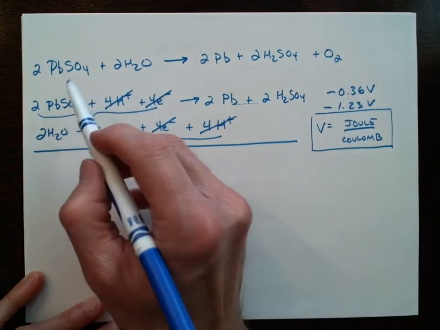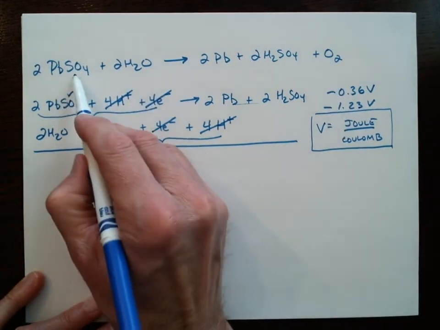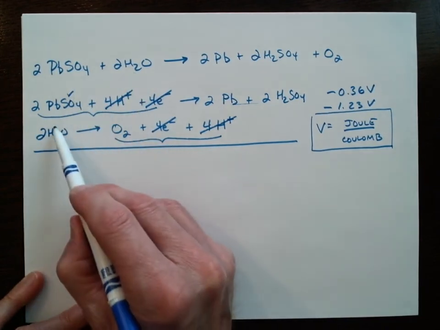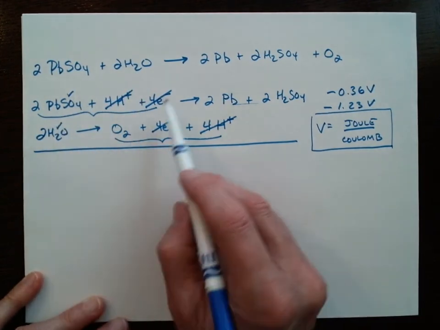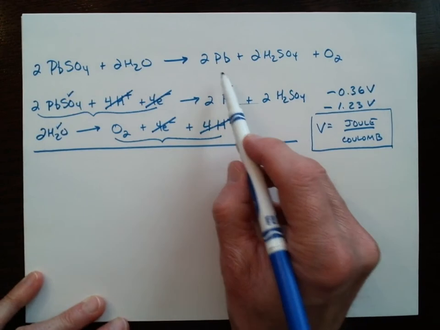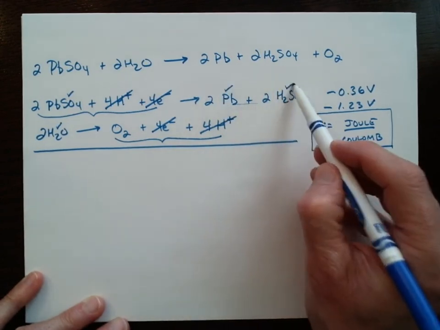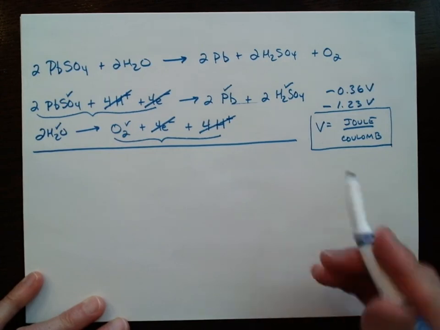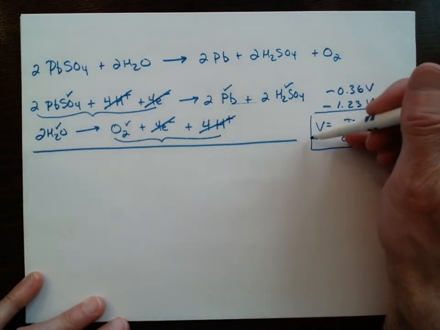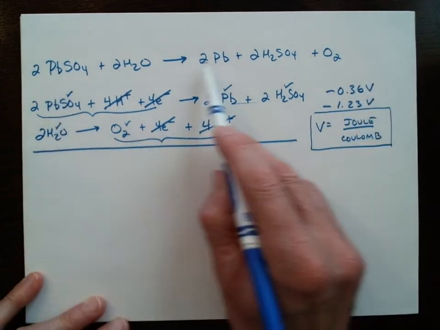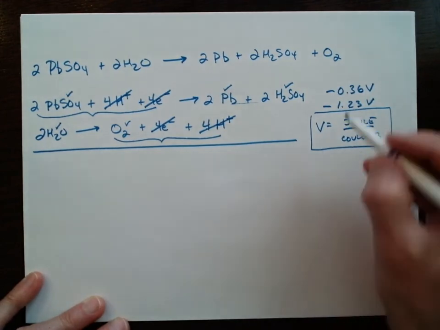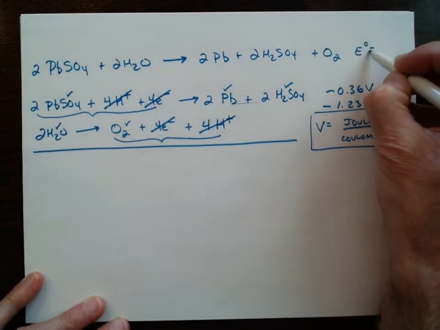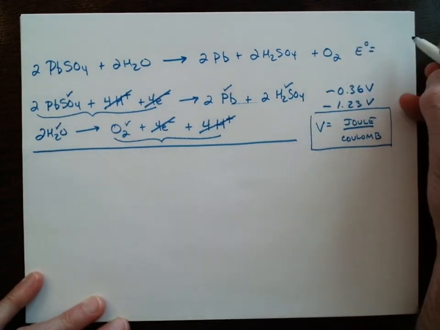2 lead sulfate, check, that's this. 2 waters on the reactant side, check, gives me 2 leads, there it is, 2 sulfuric acids, and an oxygen. Look at that. It's completely balanced. So these 2 half reactions describe this overall reaction. And now, to find the cell potential for the overall reaction, we just add these two things together. So what's that going to be?